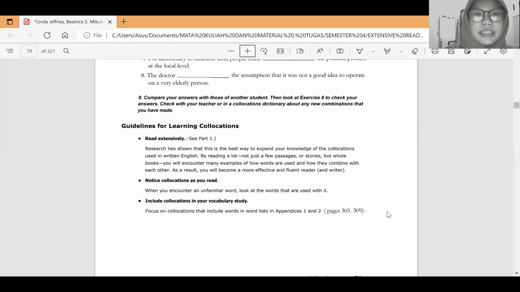Second is notice collocations as you read. When you encounter an unfamiliar word, look at the words that are used with it. And the last is include collocations in your vocabulary study. Focus on collocations that include words in the word list and in appendix 1 and 2. So I'm going to bold these guidelines, and then you will take a book, read this, and write it in your books. I hope it's important and useful to you in the future.